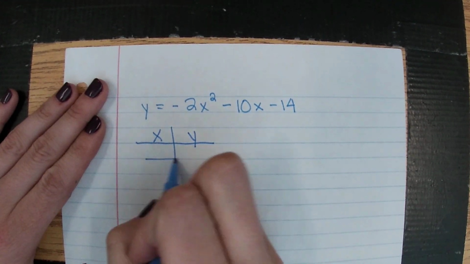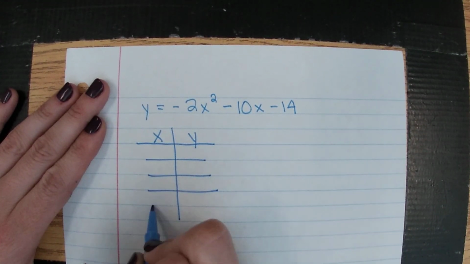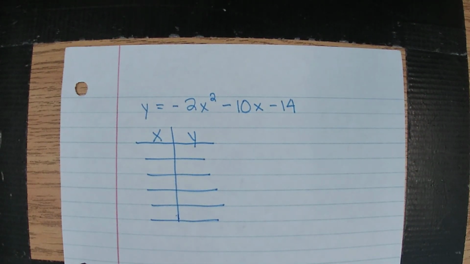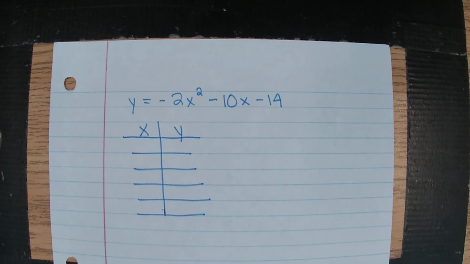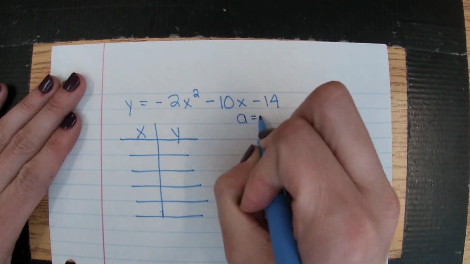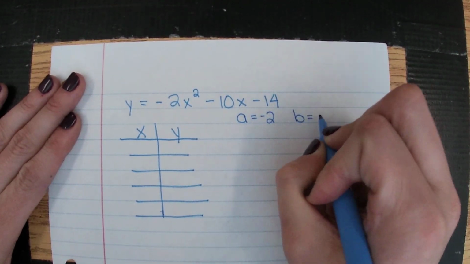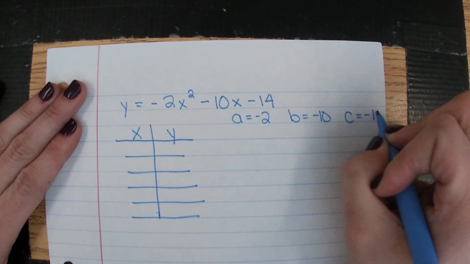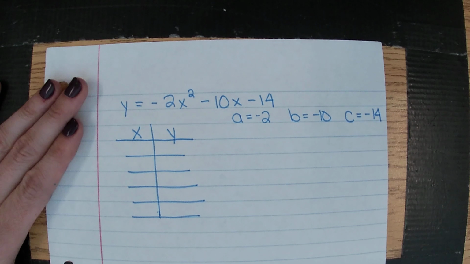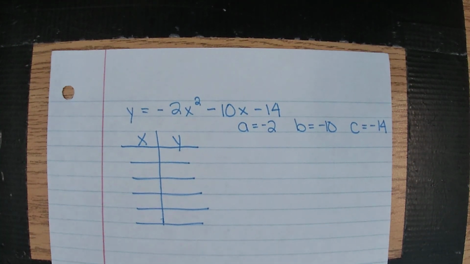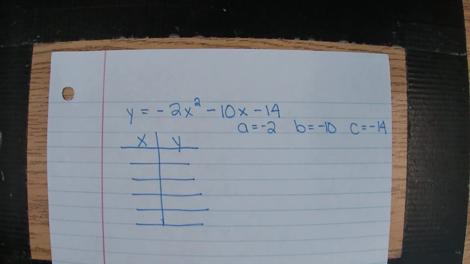Okay, so we're making our table. Anytime we're asked to graph a quadratic and it's given to us in standard form, we should start by making a table. So we're going to find our a, b, and c. So a equals negative 2. B is negative 10. C equals negative 14. So which is going to be correct for when we say negative b over 2a?